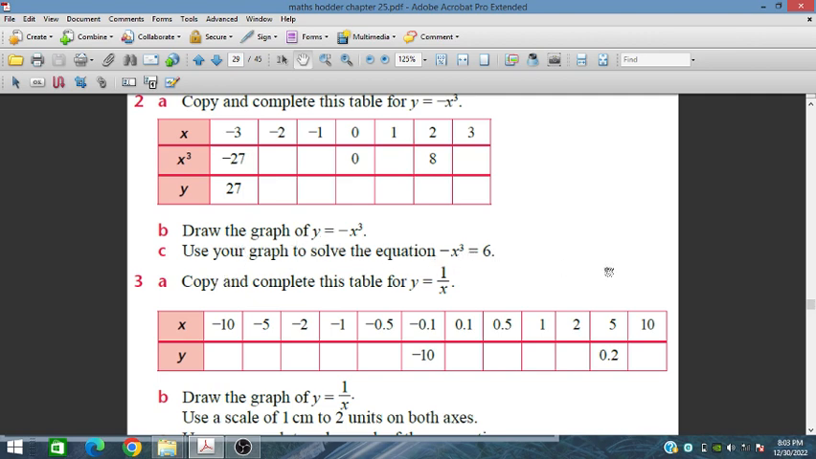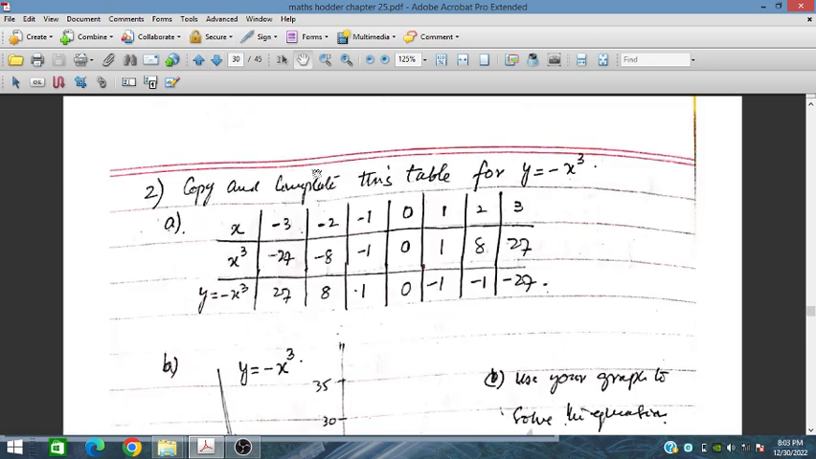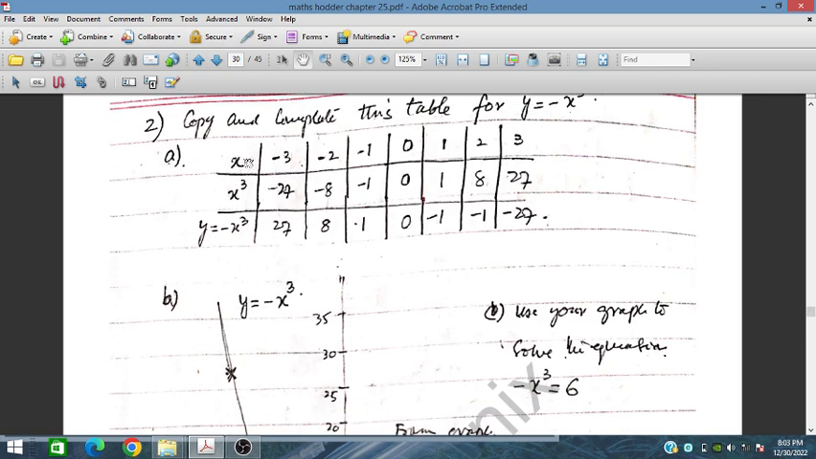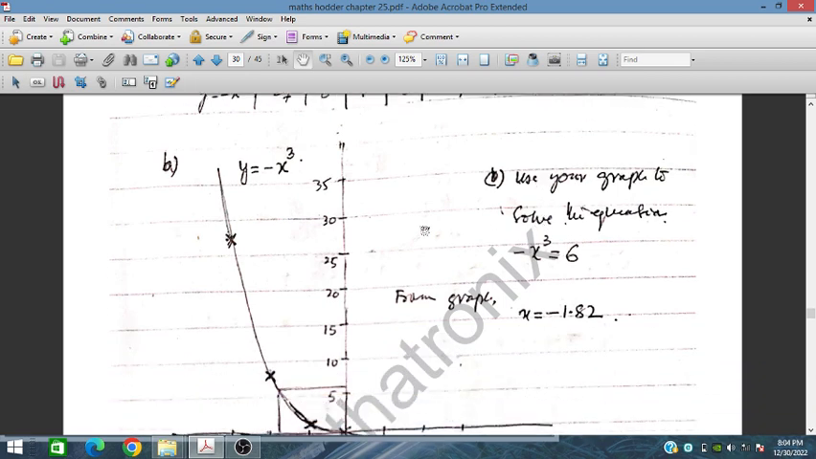Minus x cube is equal to 6. So let's solve this. x cube values: minus 27, minus 8, minus 1, 0, 1, 8, 27, and so minus x cube is 27, 8, 1, 0, minus 1, minus 8, minus 27.